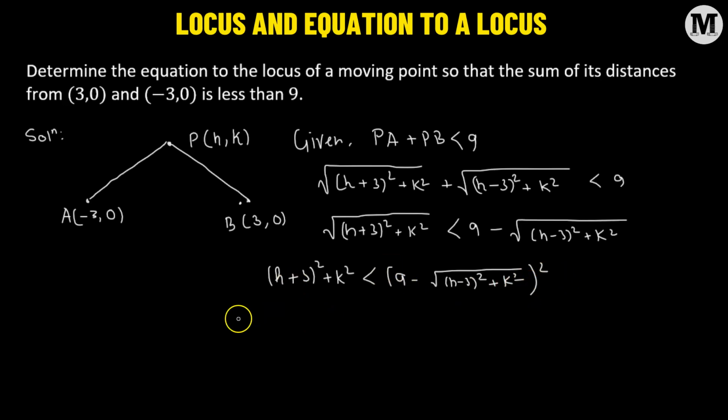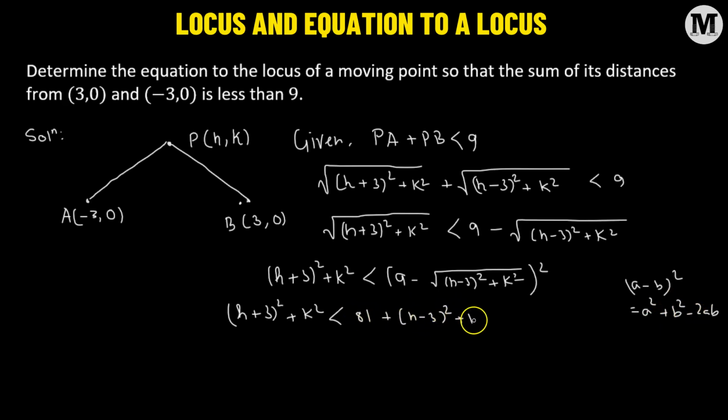Fine. Let's do one thing. We have h plus 3 whole squared plus k squared. We're going to keep this intact. We'll expand 9 minus square root of h minus 3 whole squared plus k squared. Now we're going to use the expansion (a minus b) whole squared, which is simply a squared plus b squared minus 2ab. That should give us 81 plus h minus 3 whole squared plus k squared minus 18 times the square root of h minus 3 whole squared plus k squared.